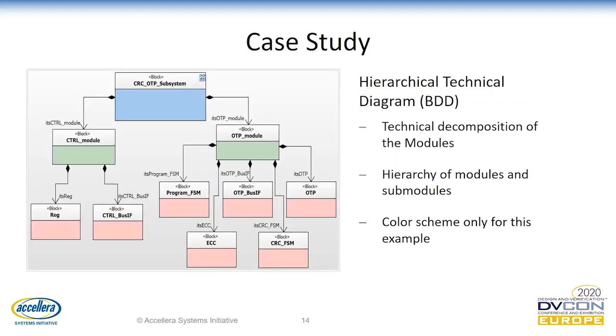So how does it look in our model? Here you can see the block definition diagram. We now call it the hierarchical technical diagram. This naming is part of our formalization. As you can see here very well, the architectural hierarchy of our system: we have modules and submodules, and we used such a color scheme only for this presentation to show the hierarchy a little bit more.